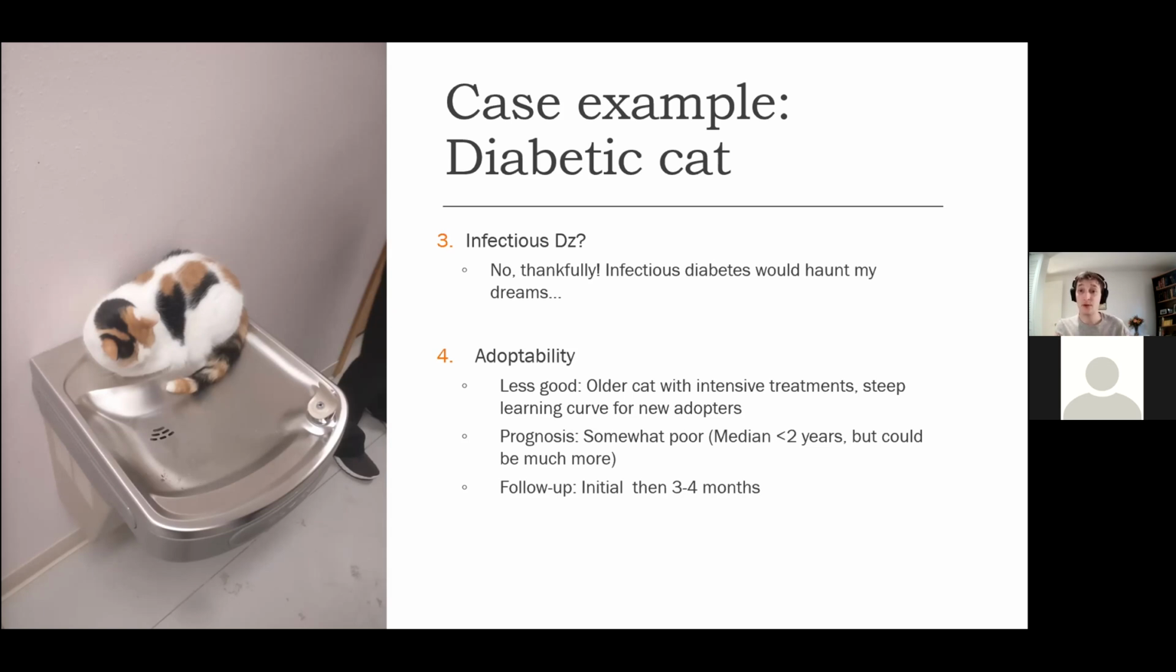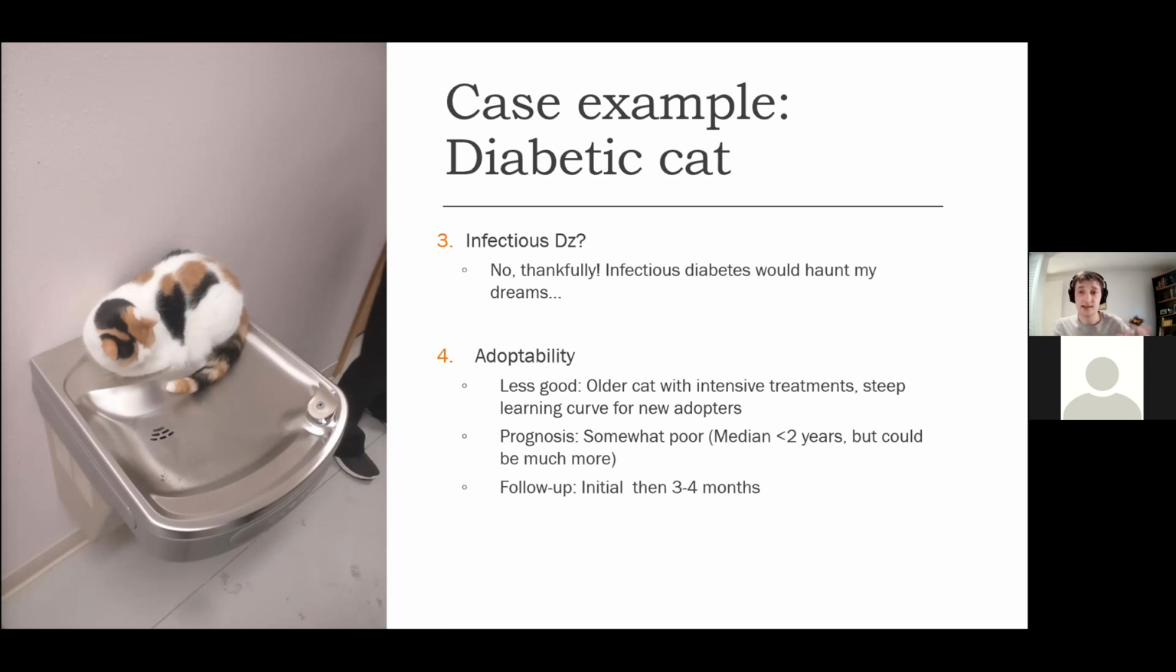And so we might have a pool for that, but we might not. It very much depends on our location, size of our community, and all that. Prognosis, I mean, somewhat poor. It depends on the individual case. Median of 2 years survival, but could be much more. And there needs to be an initial follow-up where they need to go see a veterinarian, and then they'll probably need to see them every 3 or 4 months. So in this case, the resources, length of stay, and adoptability might all be limiting factors.